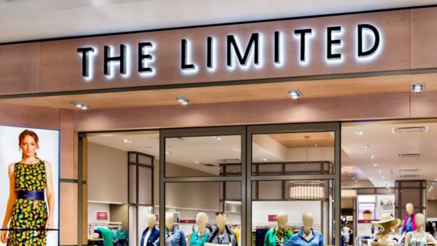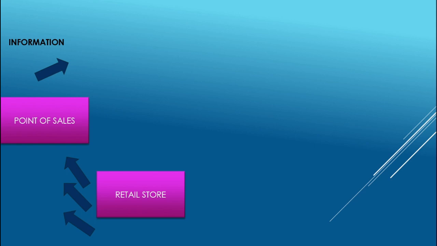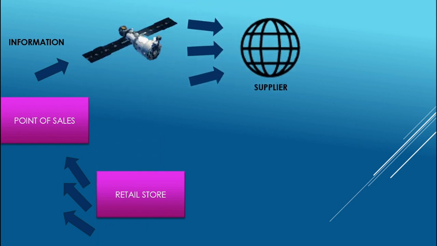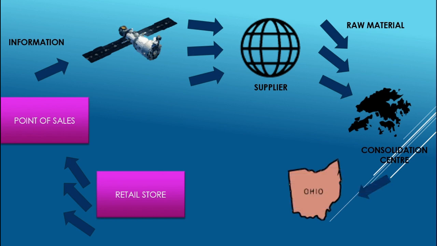As an example, the retail fashion store The Limited. Another case from the US is provided by the chain of retail fashion stores, The Limited. Each of the several thousand stores in the chain tracks consumer preferences daily, using their point-of-sale data. Based upon this, orders are sent by satellite links to suppliers around the world. Using Hong Kong as a consolidation center, goods are flown back to The Limited's distribution center in Columbus, Ohio.